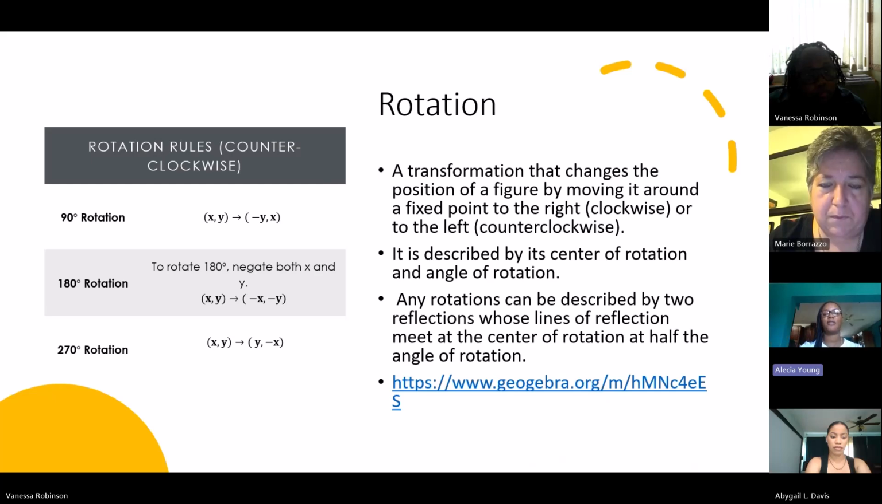So a 90-degree counterclockwise rotation is the same as a 270-degree clockwise rotation, so those rules apply. A 180-degree counterclockwise rotation is the same as a 180-degree clockwise rotation, so there's no difference between the rules. A 270-degree counterclockwise rotation is the same as a 90-degree clockwise rotation, so the same rules apply.